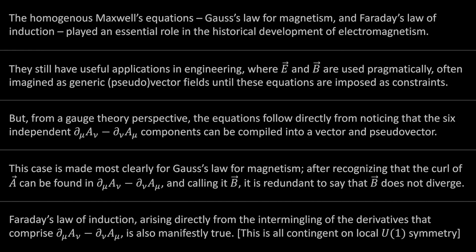So Gauss's law for magnetism is sort of like B plus B equals 2B. It's like, well, yeah, okay, but we don't necessarily need to even say it anymore. And the same is true of Faraday's law of induction. That just comes straight out of the common definition of the electric and magnetic fields.